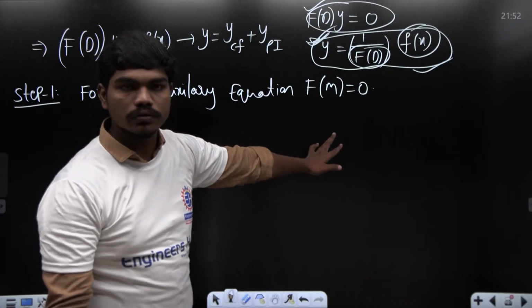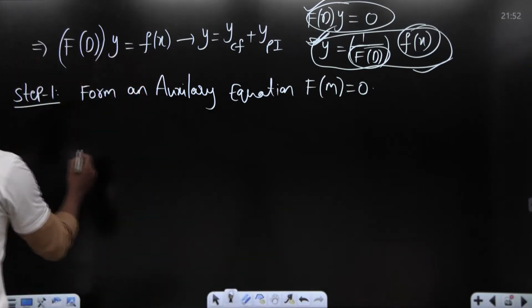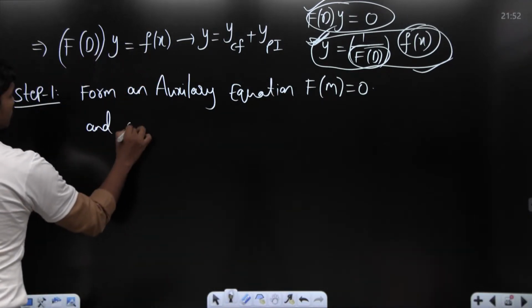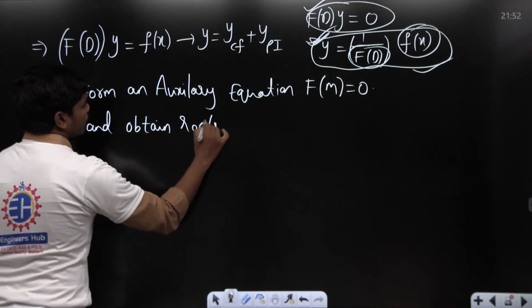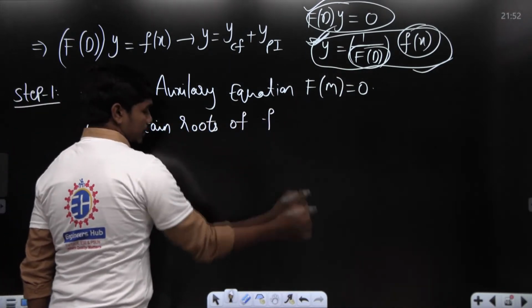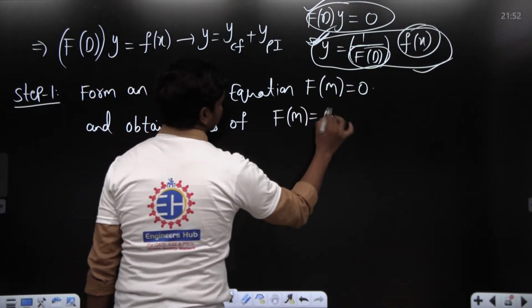Is that clear to all of you? Can I go ahead for the next step, next parts? So form an equation and obtain roots of capital F of m, F of m is equal to 0.